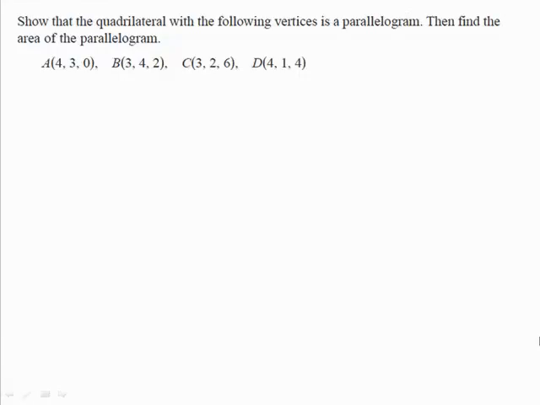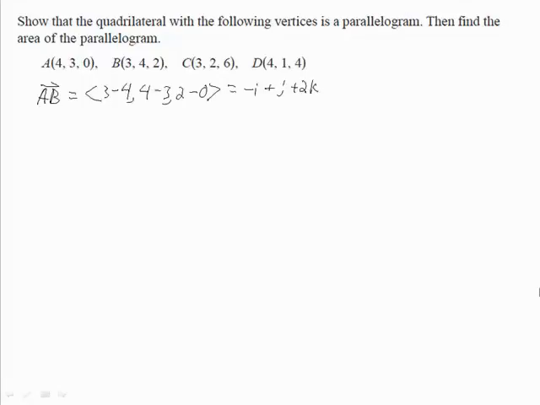Show that the quadrilateral with the following vertices is a parallelogram. Then find the area of the parallelogram. Using the points A, B, C, and D, you can find the vectors. The vector AB is equal to 3 minus 4, 4 minus 3, and 2 minus 0, which is equal to negative i plus j plus 2k.